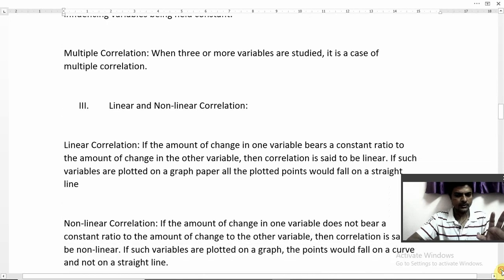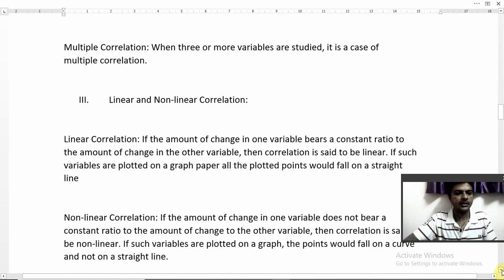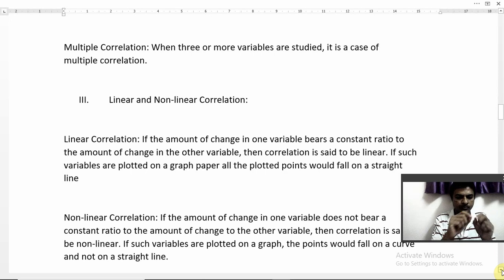Next, last, yes students, we'll finish this lecture. Linear and non-linear correlation. What is linear? If the amount of change in one variable bears a constant ratio to the amount of change in the other variable, then correlation is said to be linear. If such variables are plotted on graph paper, all the plotted points would fall on a straight line. If you take any number of points and fit them on a straight line, and all of them lie on this straight line, then we say these points show linear correlation.